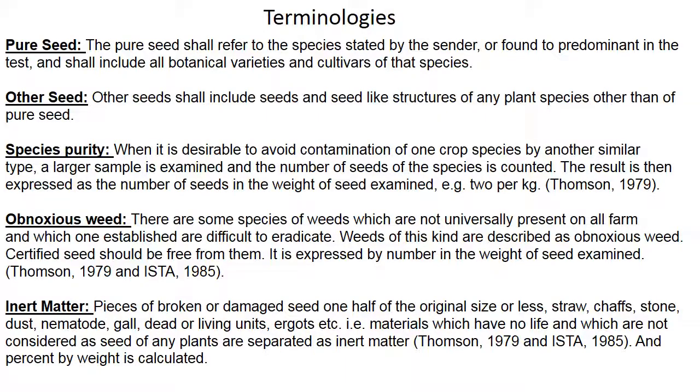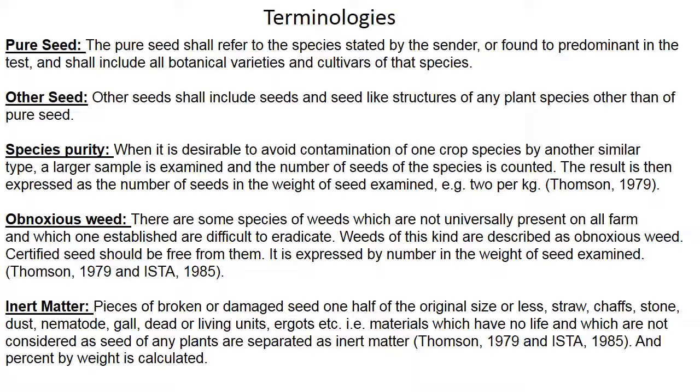First, let us see some of the terminologies. Pure seed. It shall refer to the species stated by the sender or found to be predominant in the test and shall include all botanical varieties and cultivars of that species. Other seed. This shall include seeds and seed-like structures of any plant species other than pure seed.